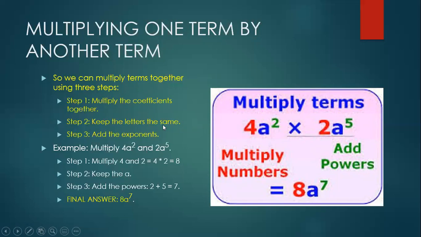Step 2, we keep the letters the same. The letter here is A. We keep the A. And step 3, we add the exponents. I have a to the 2 and a to the 5, a to the 7. Now, conceptually, here's what's happening. I've got 2 A's right here and 5 A's right here. How many A's is that? That's 7 A's multiplied by each other. I have 7.